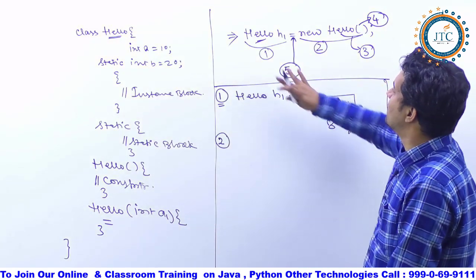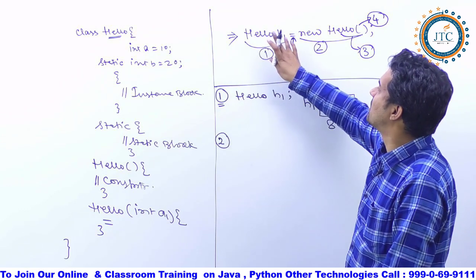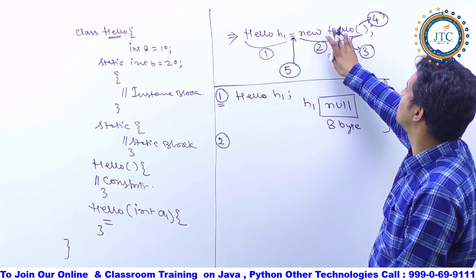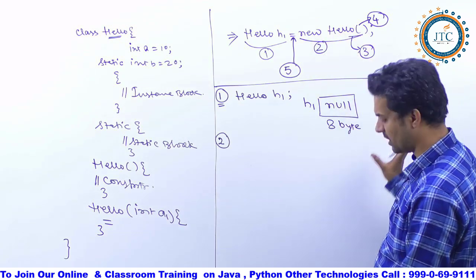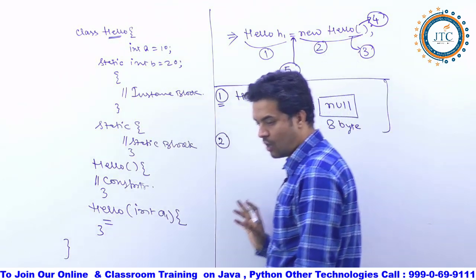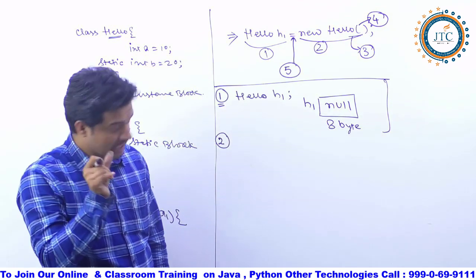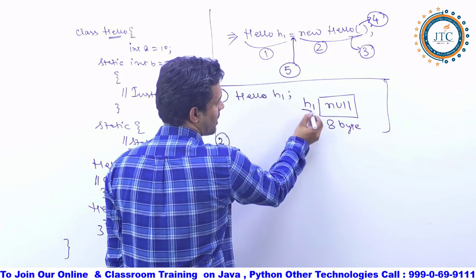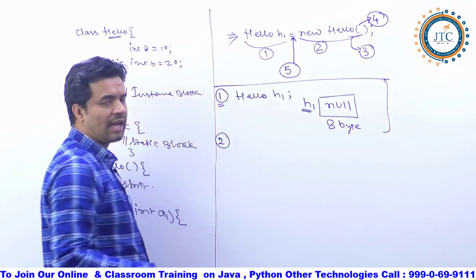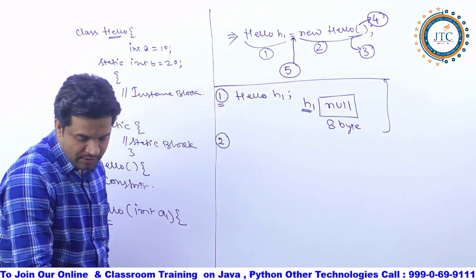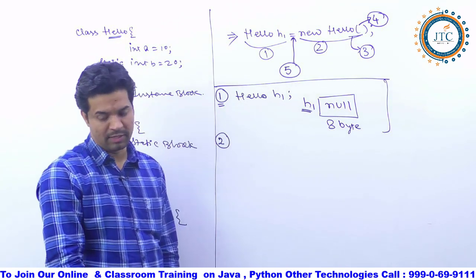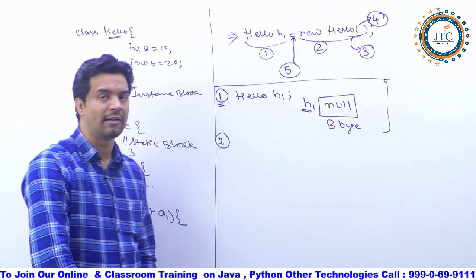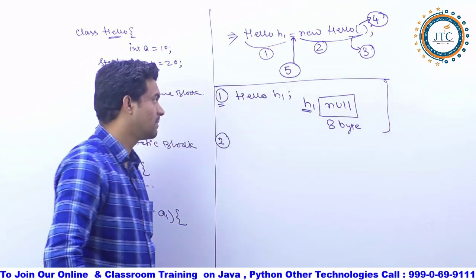Correct? So what I have written now is Hello h1 is equal to new Hello, and we are doing something like that inside this. Now what is the further thing I am trying to do? Second, see, the first thing allocates memory for the reference variable, and for any type of reference variable 8 bytes of memory will be allocated.